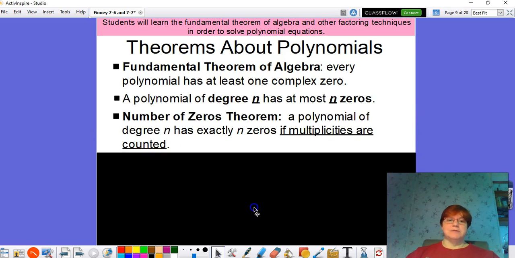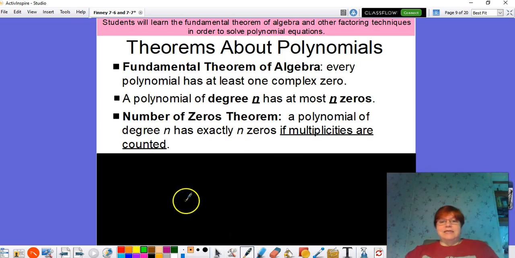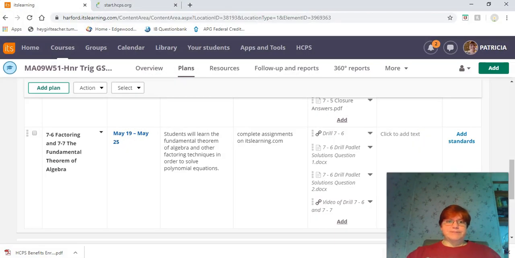The number of zeros theorem says a polynomial of degree n has exactly n zeros if multiplicities are counted. So you're saying to yourself, she just said that it could have at most n zeros. It's true. What this theorem says is, whatever the degree is, that's how many zeros you have. But it says you have to count multiplicities. So for instance, let me go to Desmos.